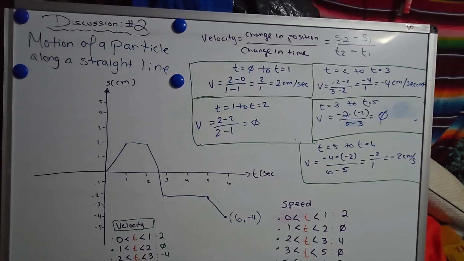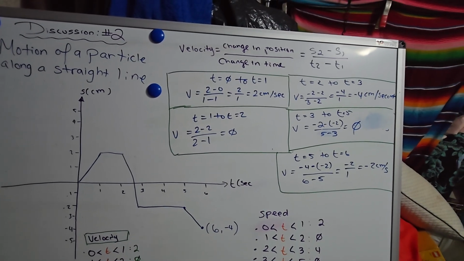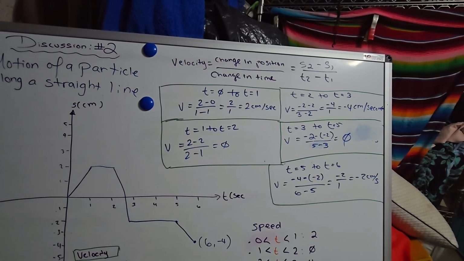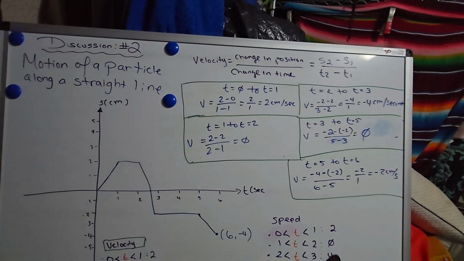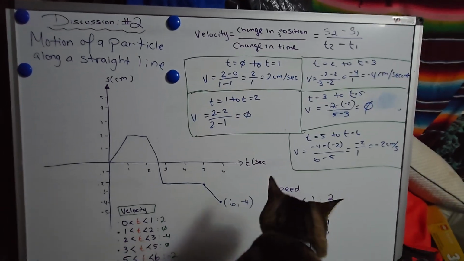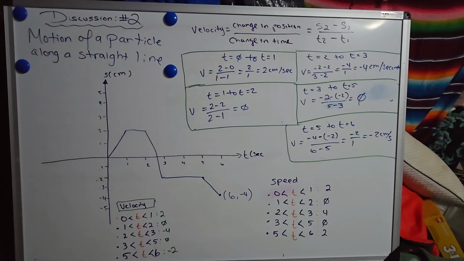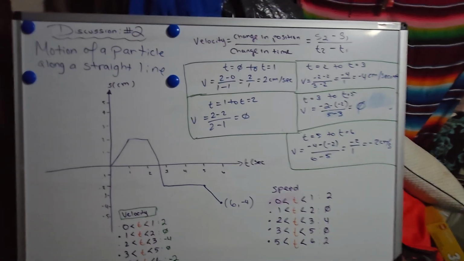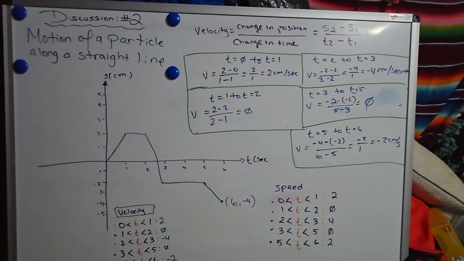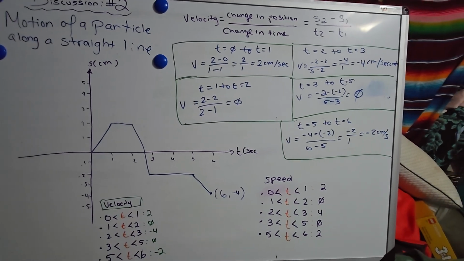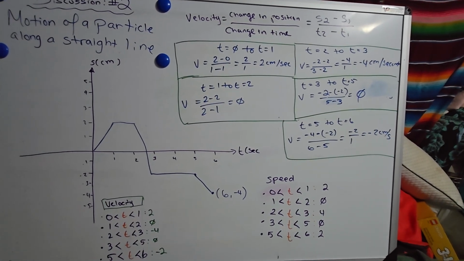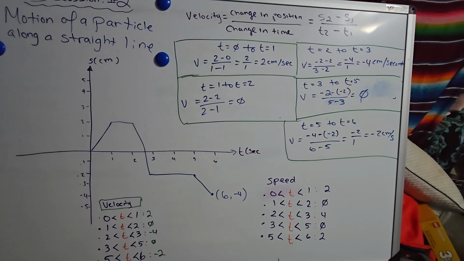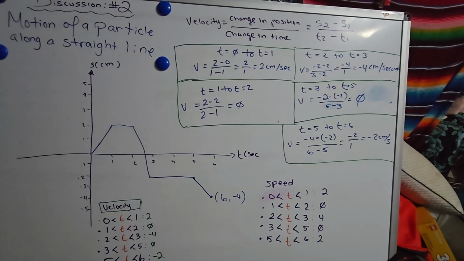From 2 to 3 seconds, the position decreases by 4 centimeters in 1 second. So the velocity is negative 4 centimeters per second. Negative sign means it's moving left. From T3 to T5, the particle stays at -2 centimeters. From 3 to 5 seconds, the position stays the same. So the velocity is 0.